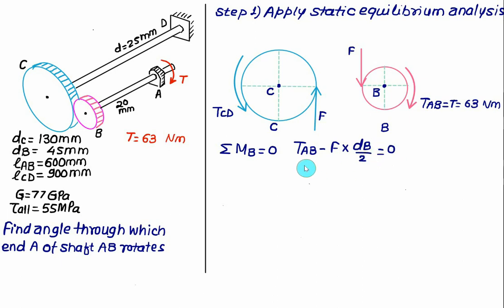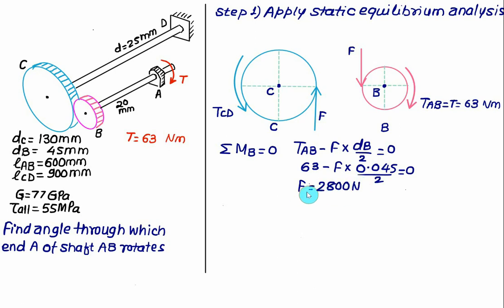Torque is equal to 63 Newton meter minus F. Diameter you have to take in meters, and the diameter of the gear B, equal to 45 mm, is 0.045 divided by 2, must equal 0. From this we'll get the value of F, that is the tangential force, and this force is the action, so the reaction will be exactly opposite. Solving this equation, you will get the value of F as close to 2800 Newton.